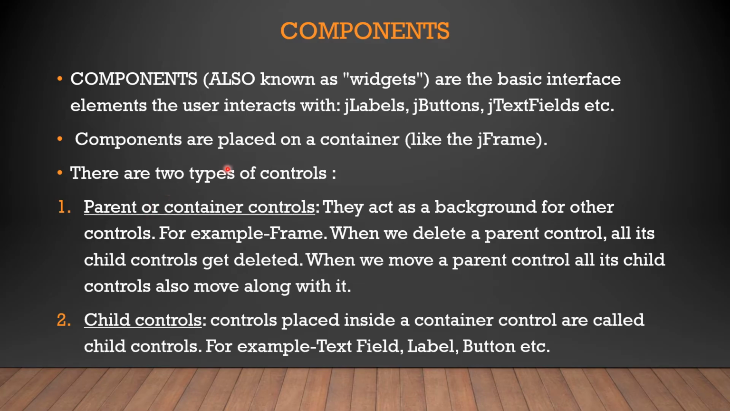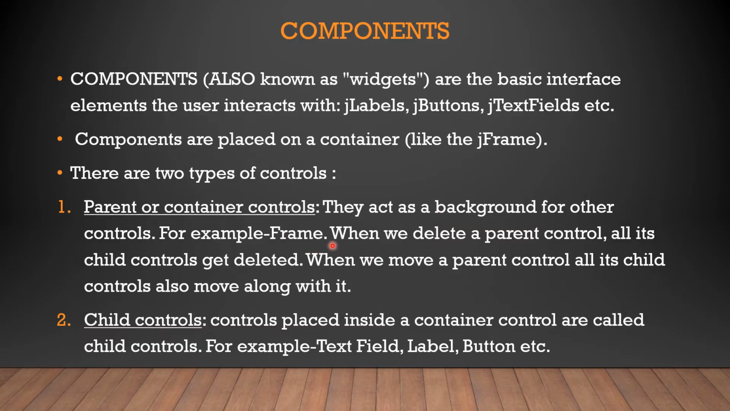So let us learn about the types of control. These are parent control and child control. As their name suggests, parent controls are basically the container controls. Means they have various child controls within them. They act as a background for other controls. Means as their name suggests, they are containers, means they contain something else also. So they are acting as a background for other controls.